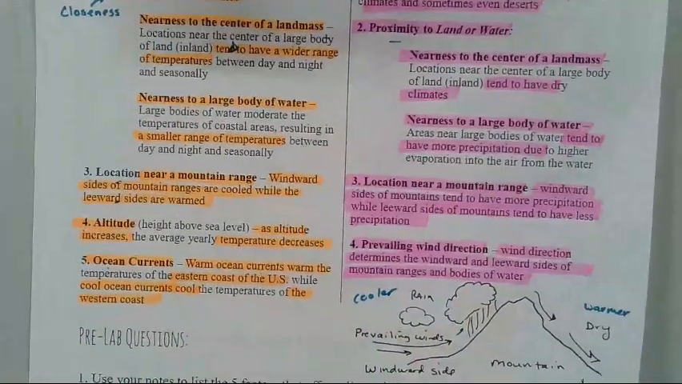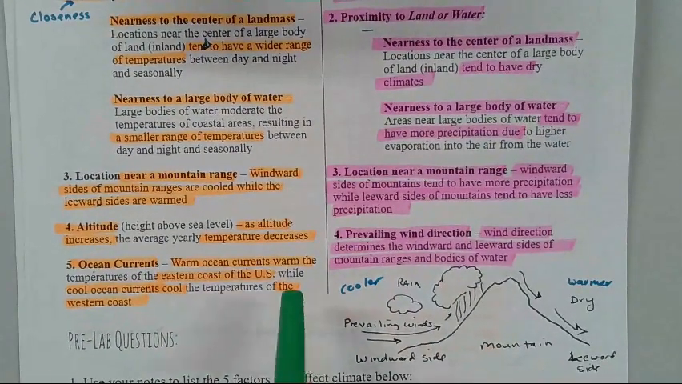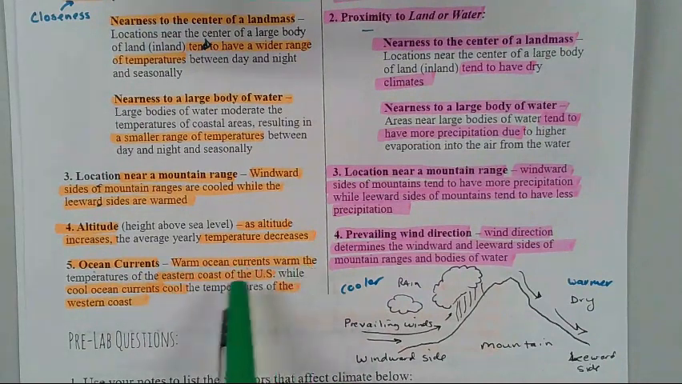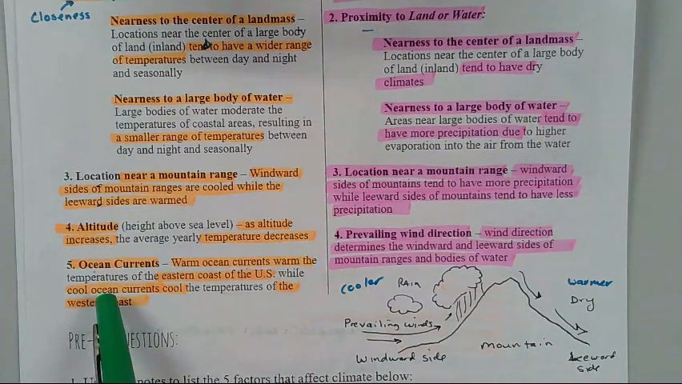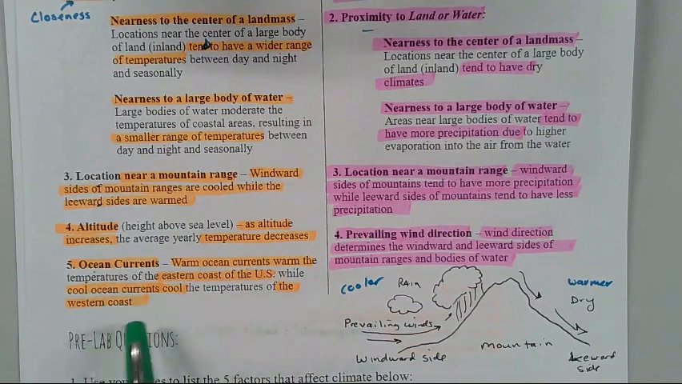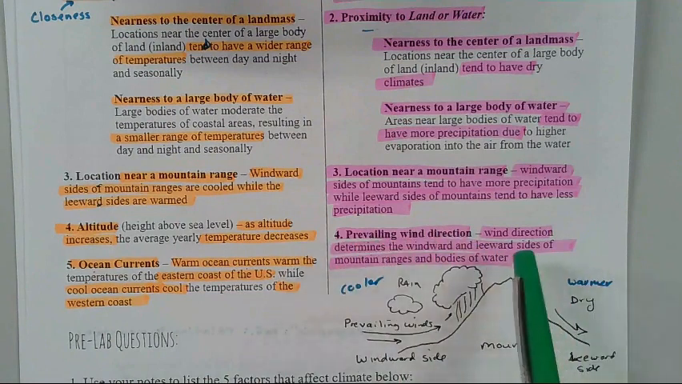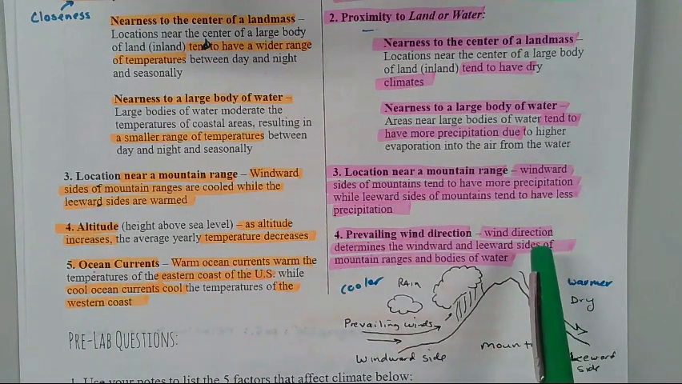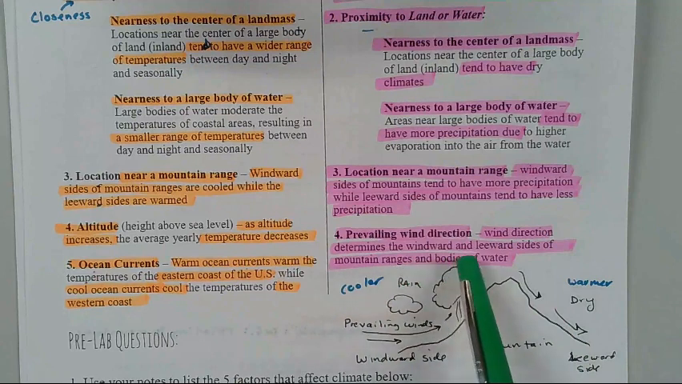And finally, ocean currents, referring to temperature. Warm ocean currents tend to warm the eastern coasts of continents, including the United States, while cool ocean currents tend to cool the western coast of continents, including the United States. And then prevailing wind direction, affecting precipitation. Wind direction determines the windward and leeward sides of the mountain.